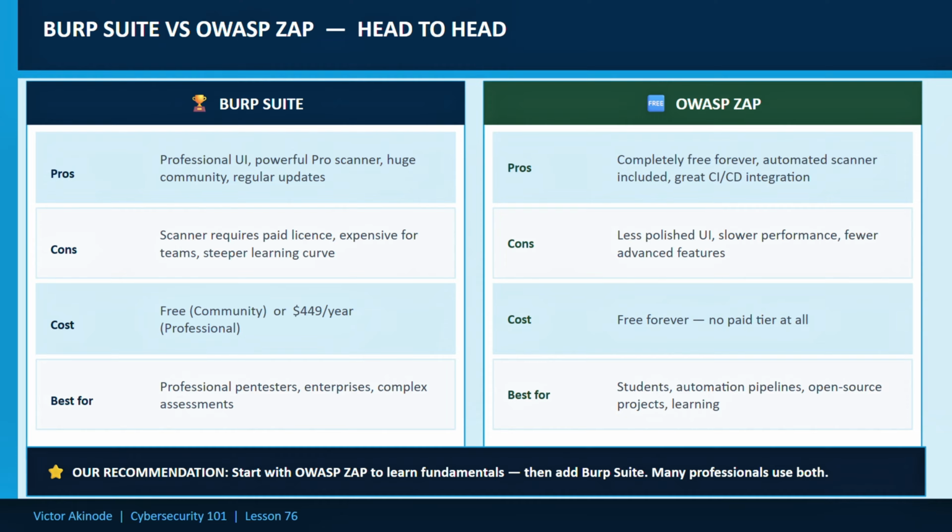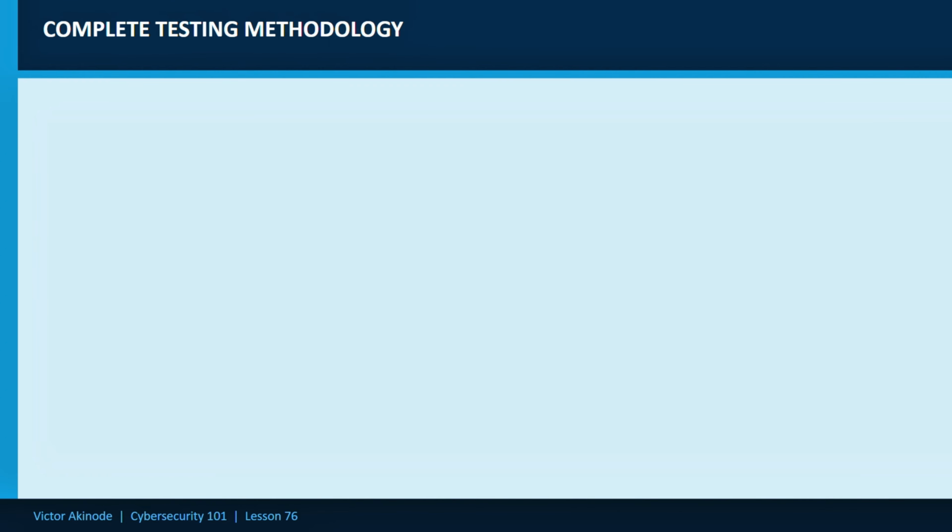Here is my recommendation. Start with OWASP ZAP to learn fundamentals without paying. Both tools are valuable in professional security work, but many professional pen testers use both depending on the scenario and the client's budget. Here is the complete testing methodology professionals use.